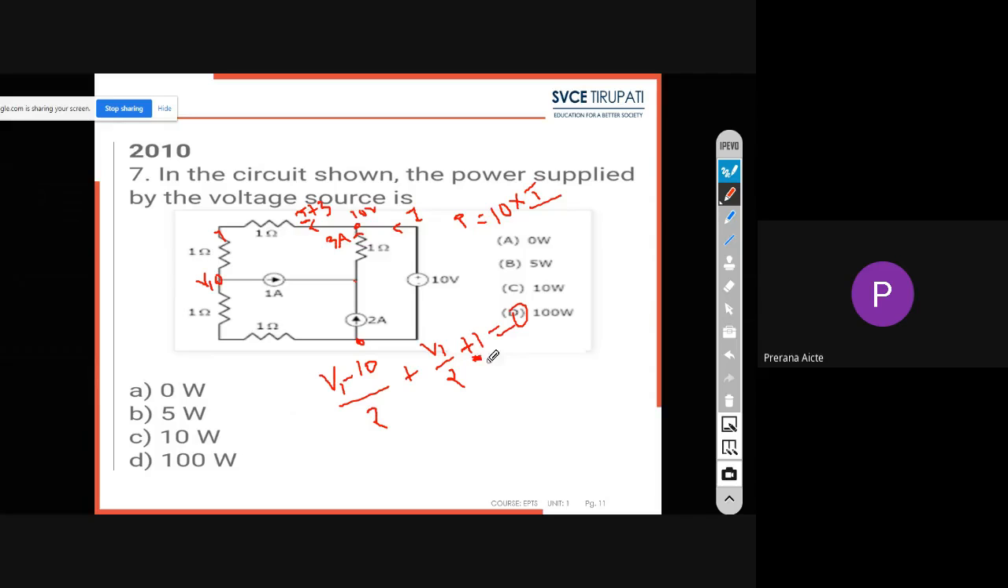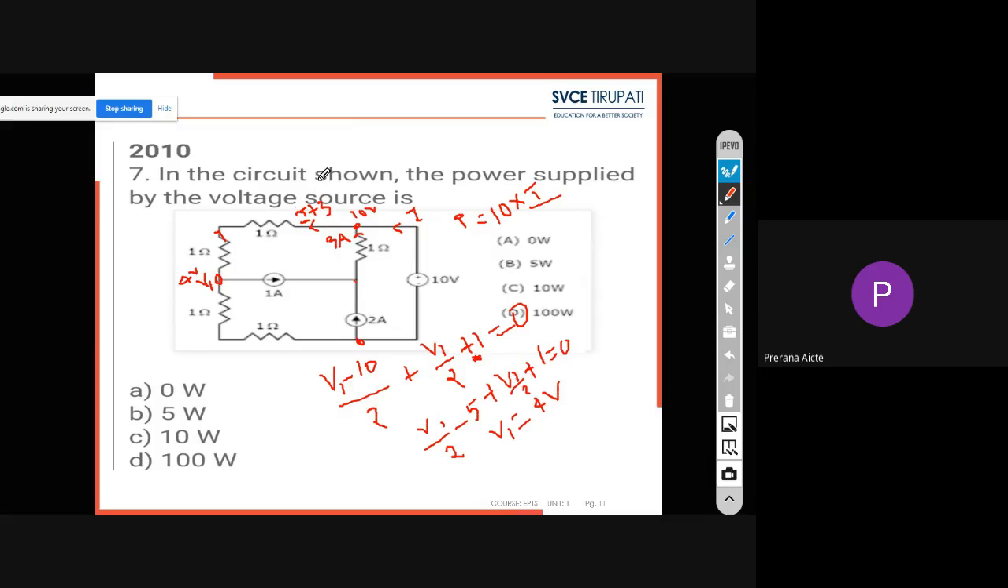Now you can easily calculate the V1 value. What is the V1 value? V1 by 2 minus 5 plus V1 by 2 plus 1 equals 0. So V1 by 2 plus V1 by 2 is nothing but V1. V1 equals what? 4 volts. So now you know the V1 value is 4 volts.